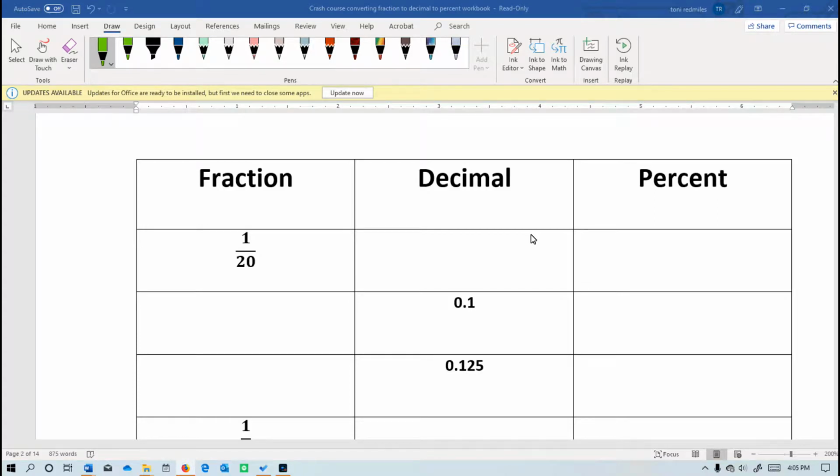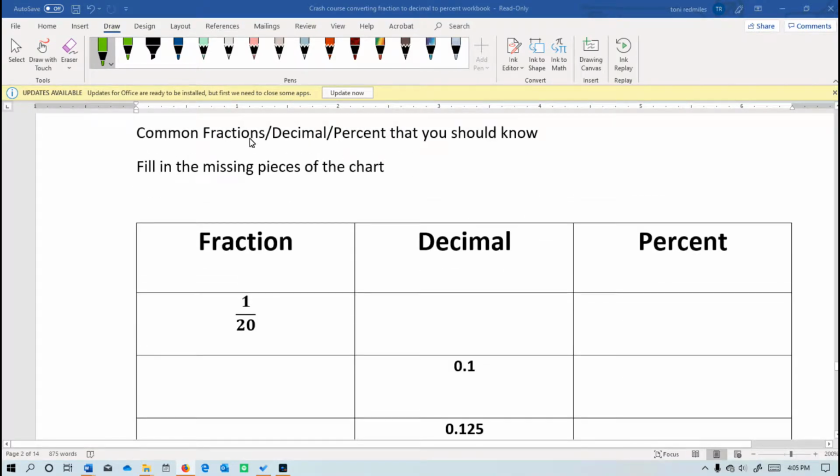All right, so this video is for the class crash course offered live on OutSchooled called Converting Fractions, Decimals, and Percents. And at the end of your workbook, you have like this little quiz type thing. What did you learn in this class? Can you turn your fraction to a decimal to a percent? And you're asked to just fill in the missing pieces of this chart. So I'm going to give you all the answers so you can grade yourself and see how you did. And then I'm going to go through and show you how to do it.